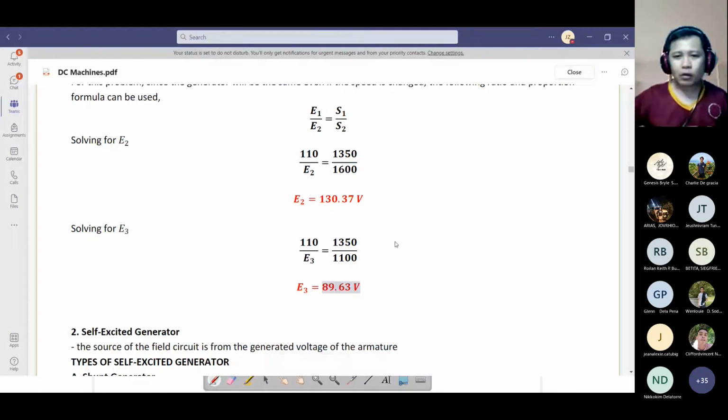So when you are solving, since the speed increased, your voltage should also increase. But if you calculate and it decreased instead, you should realize, this is wrong. The voltage should increase, because the speed increased. So at least you have a way of indirectly checking your answer. That is for the speed with respect to voltage. So far, any questions? For example, number 2.